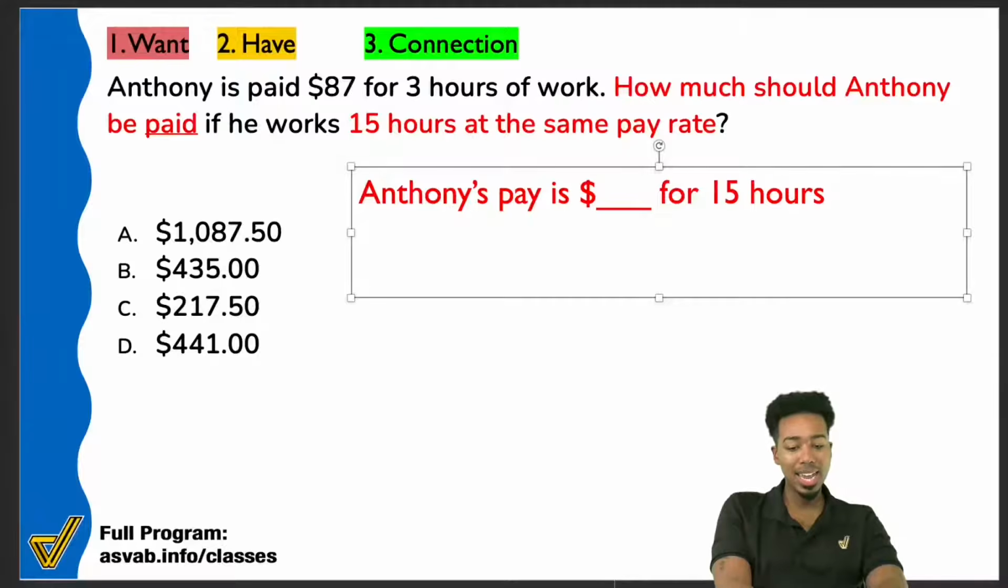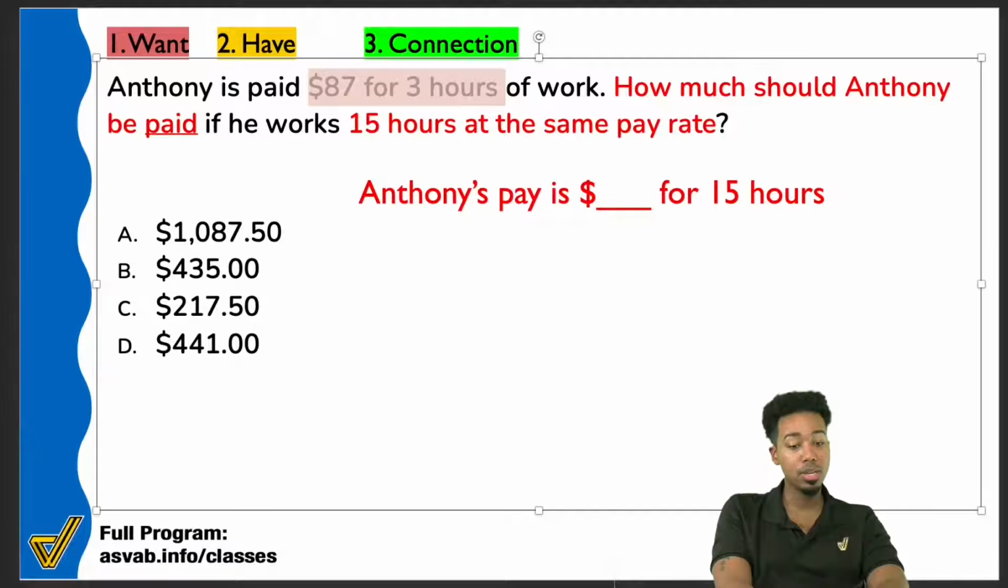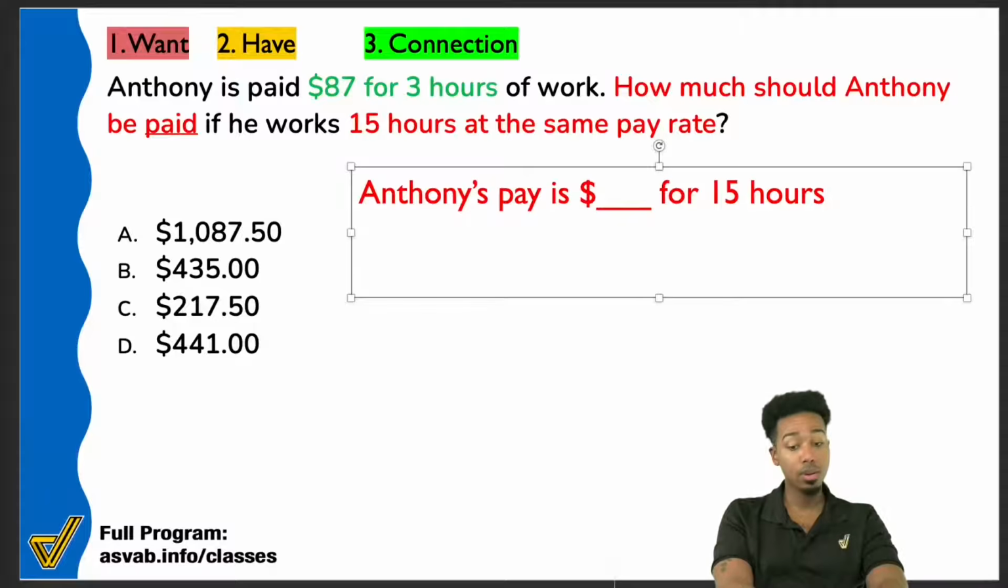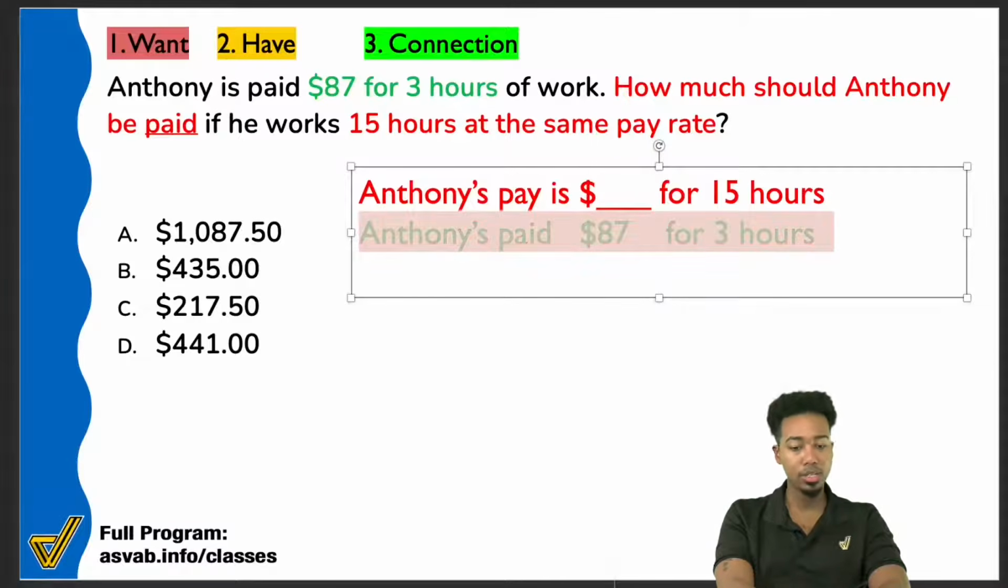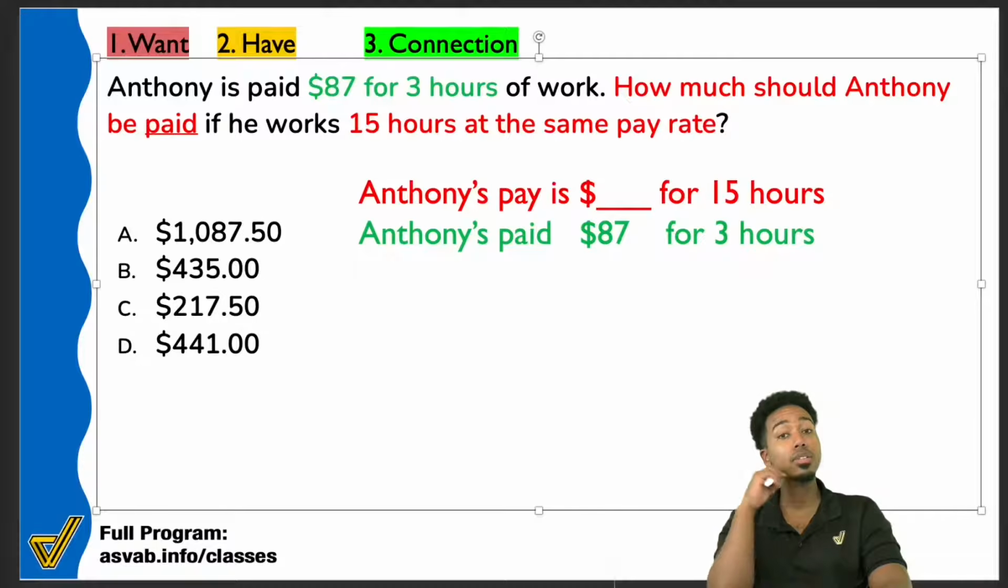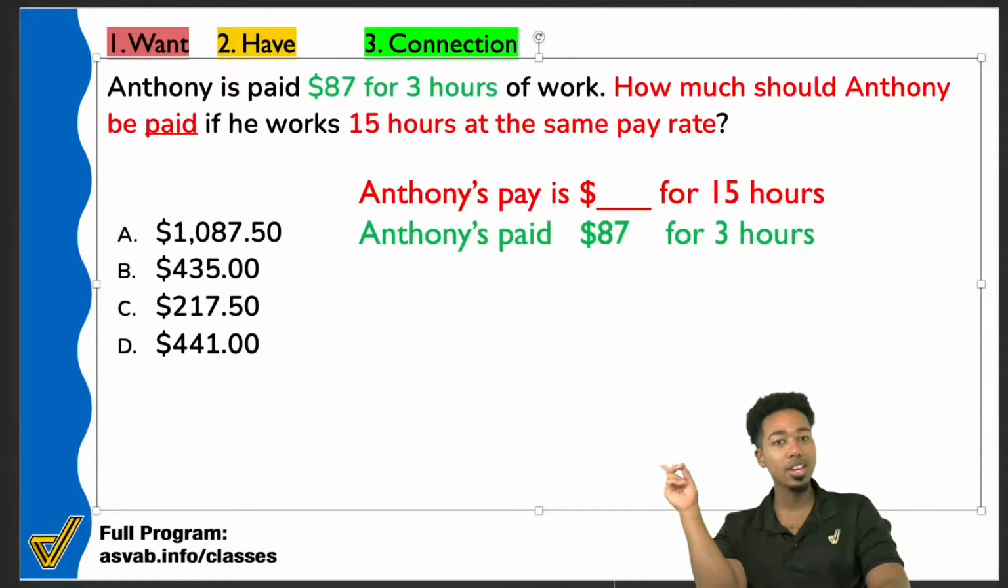Notice how here it says, hey, Anthony's paid $87 for 3 hours. So here, Anthony paid, and I'm going to switch the color in a moment, $87 for 3 hours. So let's go ahead and highlight that, make that green. Everybody, do you notice how we're comparing the same things in the same way? Are we starting to see how we're comparing the same things in the same way? Hours and pay, hours and pay.